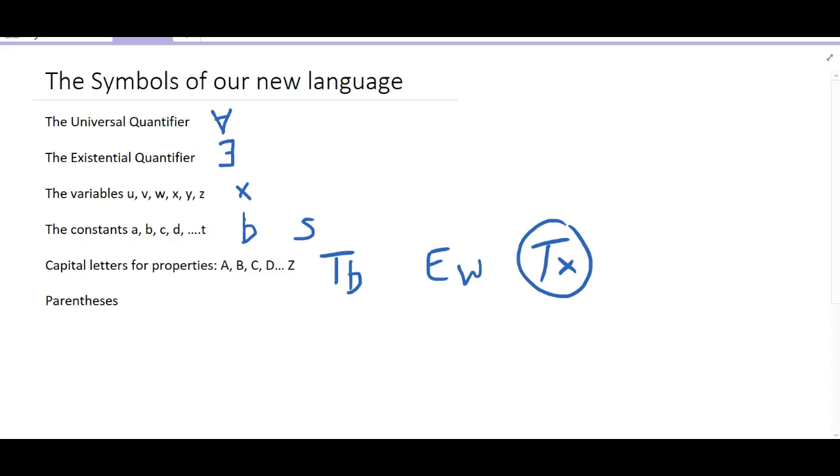And finally, symbols in this language include the parentheses, just like in the language of chapter 6. So open parentheses and closed parentheses. Okay, so this rounds out our discussion of the symbols of this language, and in the next video we'll just look at some examples of symbolization.